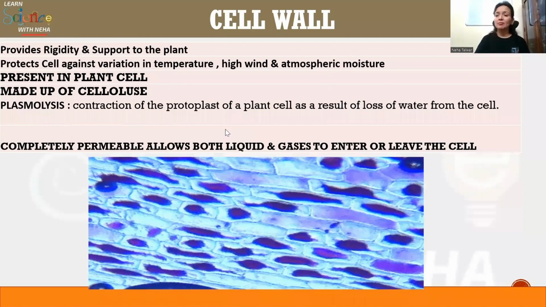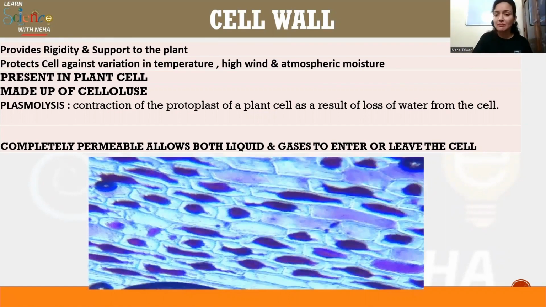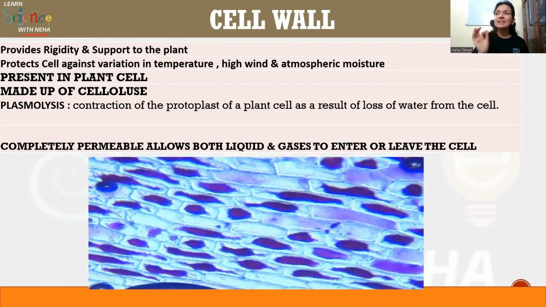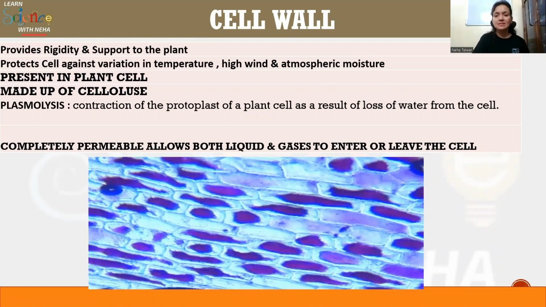And the next property of the plant cell wall is that it is completely permeable for liquids and gases. No matter how much amount is coming, liquid and gas will keep on exchanging without any stoppage, unlike the cell membrane, which only allows selective material to enter. So the cell wall is completely permeable, and the cell membrane is selectively permeable.